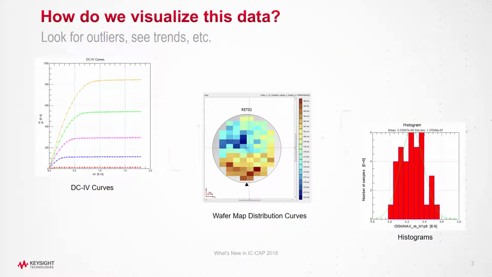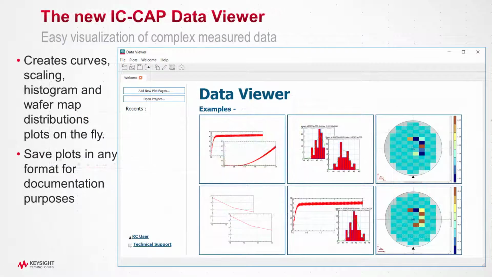What kind of data do we want to plot? We want measurements over bias, like a parameter sweep, and across the wafer, either as this wafer map here, or represented as a histogram. The new data viewer introduced in ICCAP 2018 allows for all three: navigating the directory structure, finding relevant data, and generating plots so you can think about what this data really means.